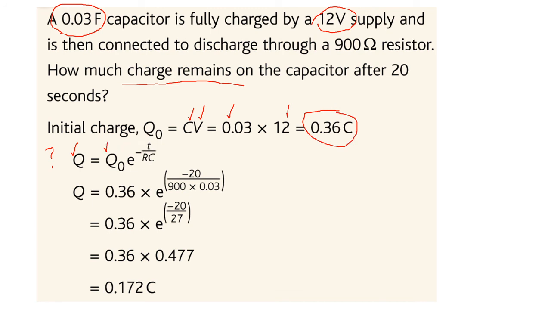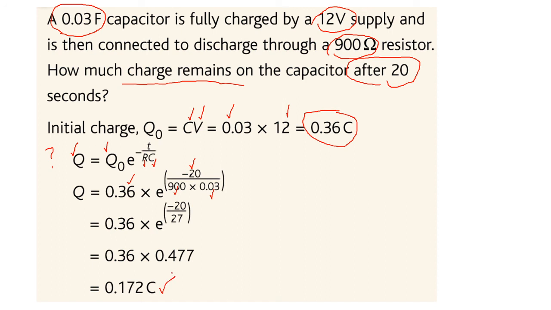So this is okay, and it is connected to discharge through a 900 ohm resistor. So this R is known, capacitance is known, so we substitute, right? After 20 seconds, this is the time taken, how the charge falls from 0.36 to Q. That is also known, so we can calculate this finally.